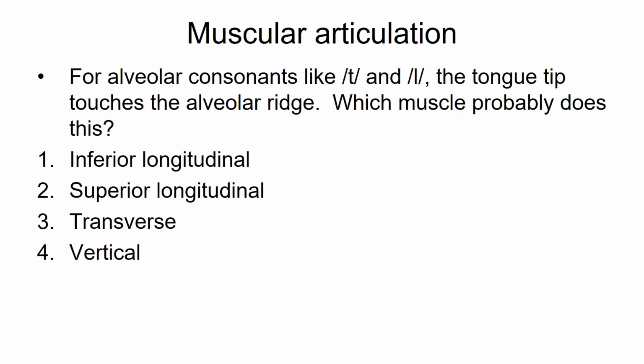For some of our consonants, like the t and the l sound, the tongue tip is raised to touch the alveolar ridge. The muscle that's going to do that tongue tip raising is the superior longitudinal muscle. That will be an important component of the tongue tip raising part of the t or the l articulation. Other muscles may be involved in other aspects of the articulations of these speech sounds, but at least for the tongue tip raising part, superior longitudinal is your best answer.